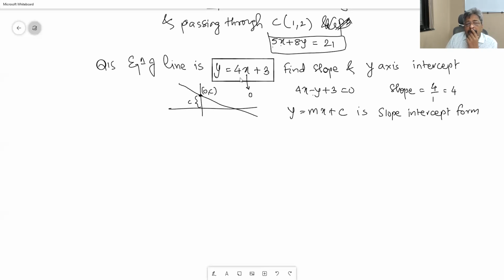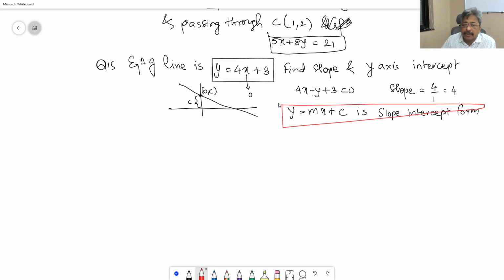Okay, so if I write this equation in ax plus by plus c form, then we can calculate slope is equal to minus a by b, 4 upon minus 1, which is 4. So slope is 4. And if we put x is equal to 0 in this equation, you get the y axis intercept, which is 3. So y is equal to mx plus c is the slope intercept form of the equation of a line.